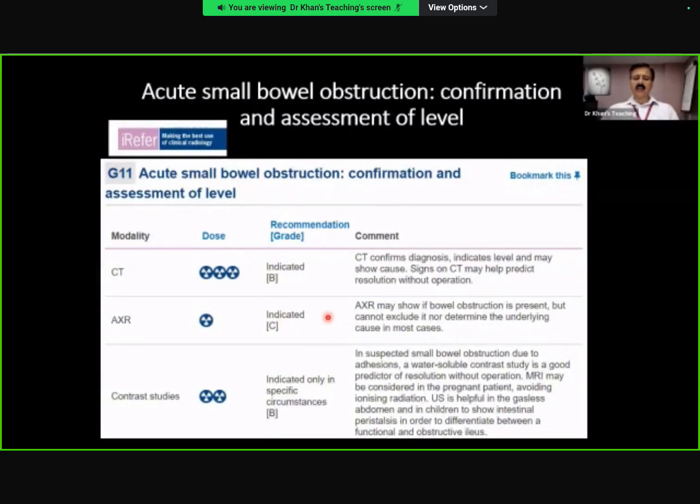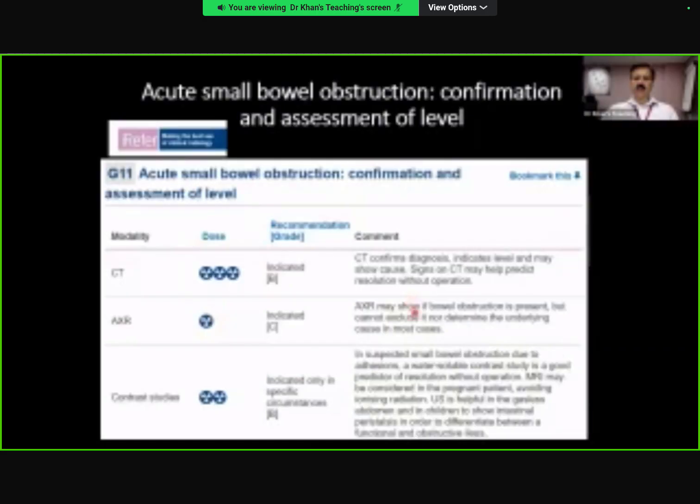So, what is X-ray? X-ray may show if bowel obstruction is present, but cannot exclude it or determine the underlying cause in most cases. So the maximum an X-ray can do is tell whether there is bowel obstruction or not, but the level or the cause might not be picked up. CT is much better there. Having said that, look at the role of contrast studies.